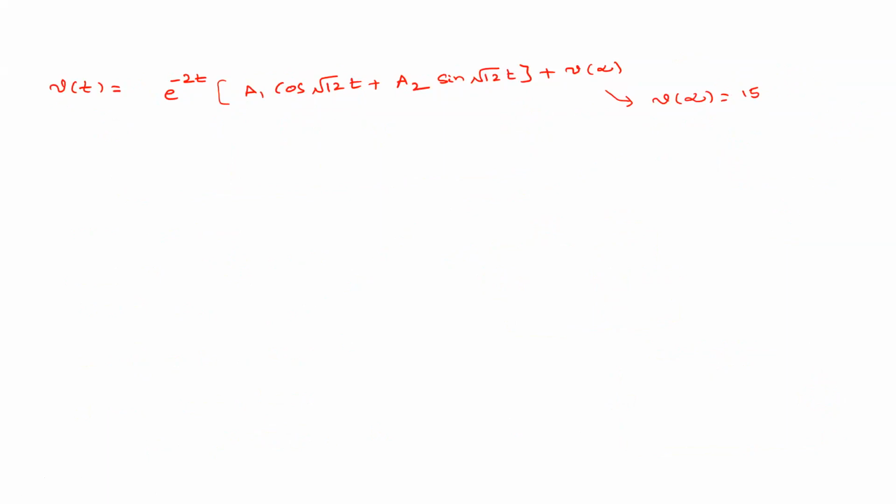All right. So we have some initial conditions. What is V of 0? V of 0 is 12 volts. So substitute here: 15 plus A1 equal to 12. So A1 equal to minus 3. A1 is minus 3, agree?